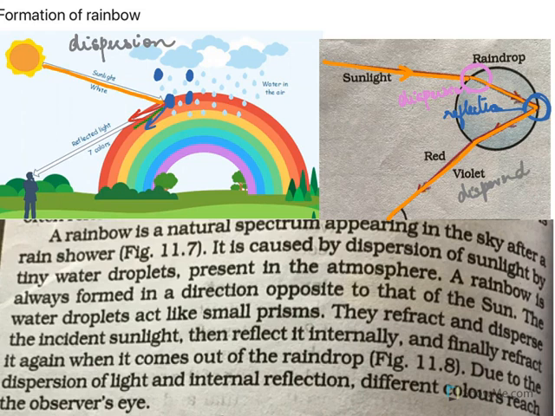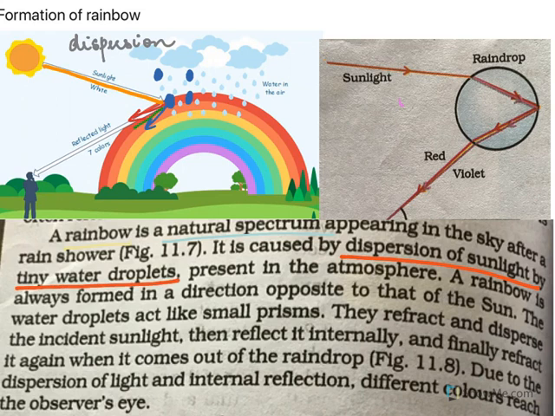So a rainbow is formed because of dispersion of light. And who brings about the dispersion? It is the raindrops. So let's read. A rainbow is a natural spectrum, appearing in the sky after a rain shower. It is caused by dispersion of sunlight by tiny water droplets present in the atmosphere. A rainbow is formed in a direction opposite to that of the sun. This is an important point to remember.